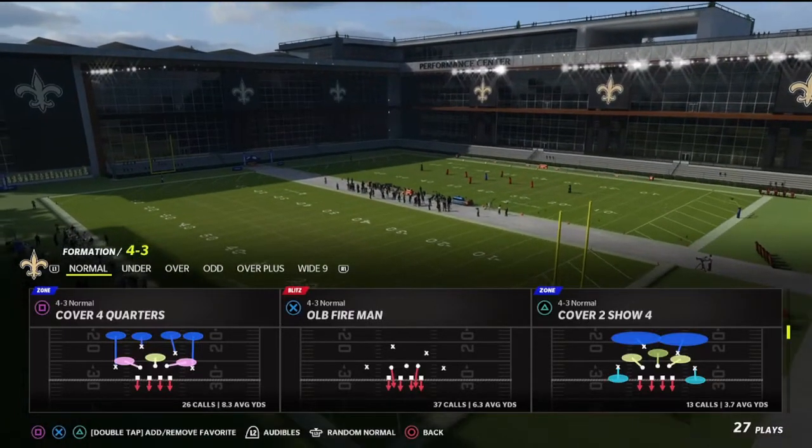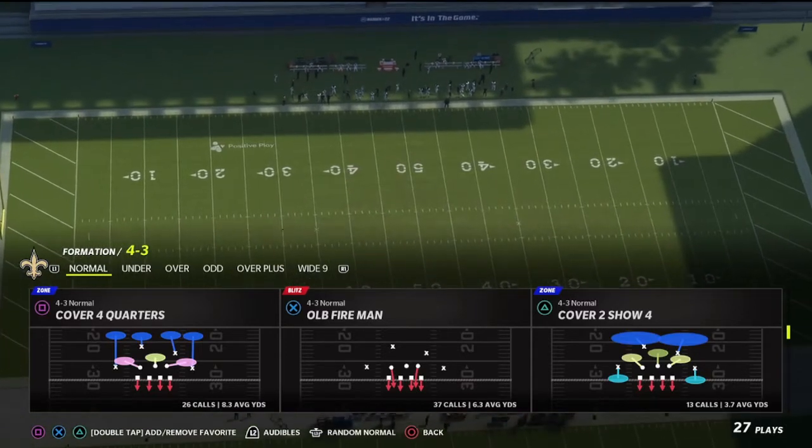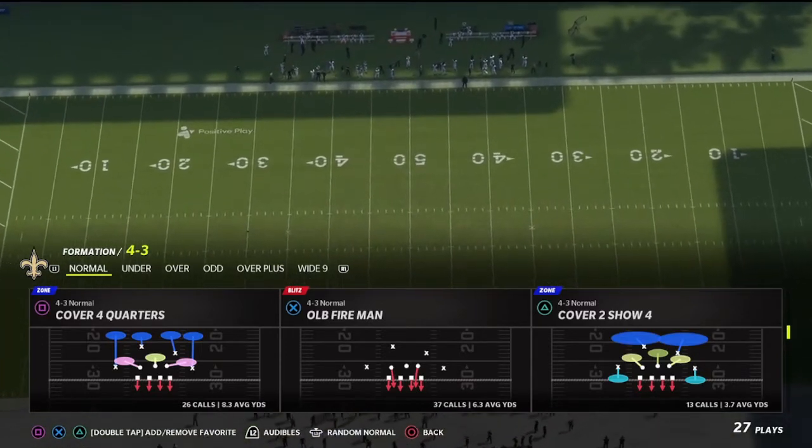But for play art purposes and what we consider in the WFL, this is considered a zone play regardless of how the cornerbacks react in the game for the play. So do be aware of that.